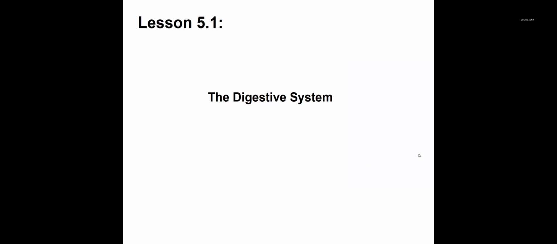Chapter 5, Digestive System. So here we're going to be talking about the different structures, functions, and terms involving the digestive system.